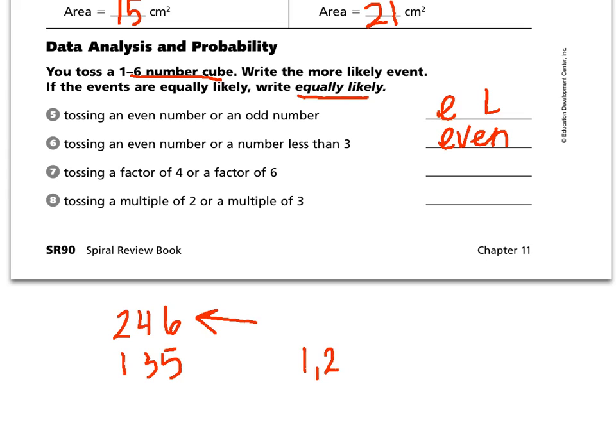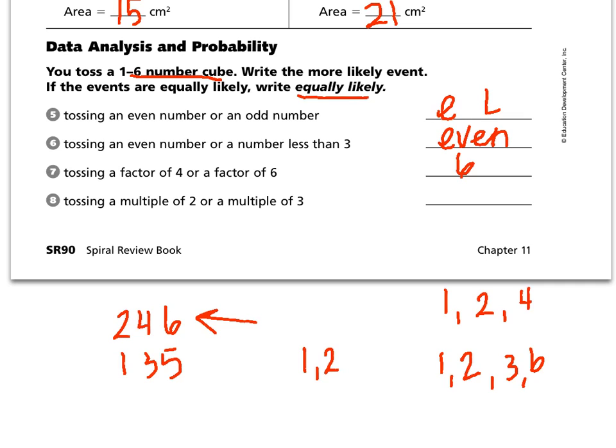Tossing a factor of 4 or a factor of 6. Well, I know that factors of 4 would be 1 and 4, and then 2 times 2 is 4. And a factor of 6 would be 1 and 6, and then I would have 2 and 3. So looking at that, I know that a factor of 6 is going to be more likely.